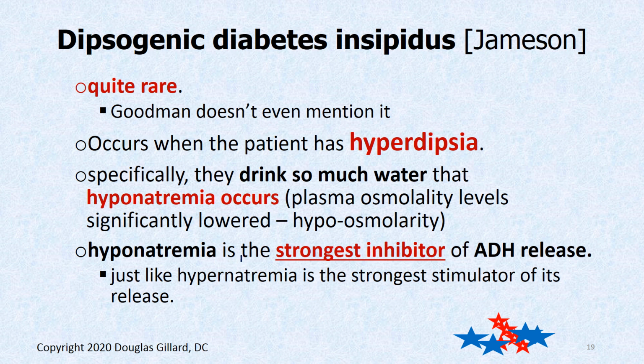So therefore you get hyponatremia in dipsogenic diabetes insipidus. Too many water molecules around. Hyponatremia, recall, is the strongest inhibitor of ADH release. So your ADH is not released from magnocellular neurons because you're just drinking too much water.